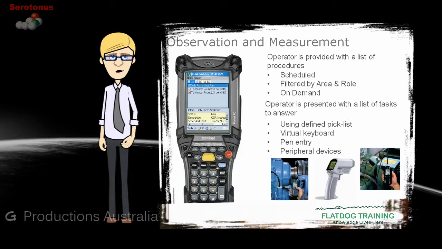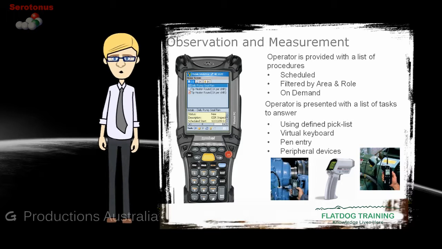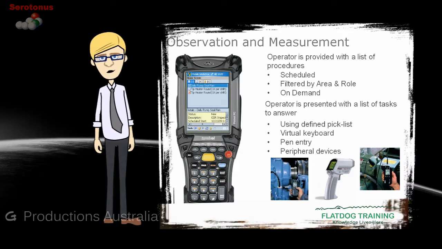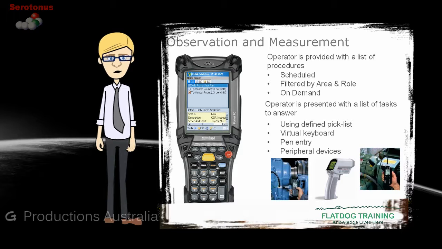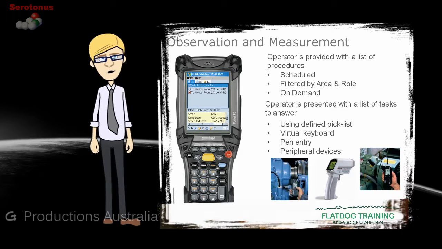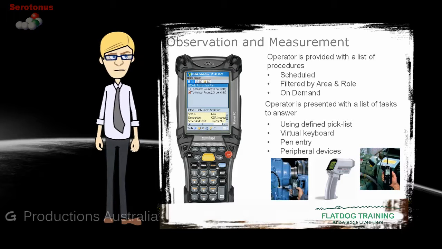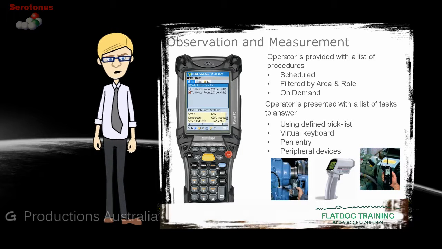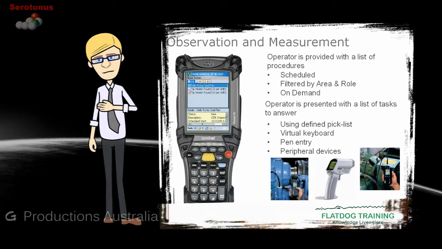The next tab over is procedure on demand. Those are not scheduled procedures, but those are procedures that I can pick off a list when I see the need to perform them. I might be out performing a round and see something else that looks abnormal. Well, if that's listed as a procedure on demand, I can simply select that from the handheld and go perform that round on that particular asset.